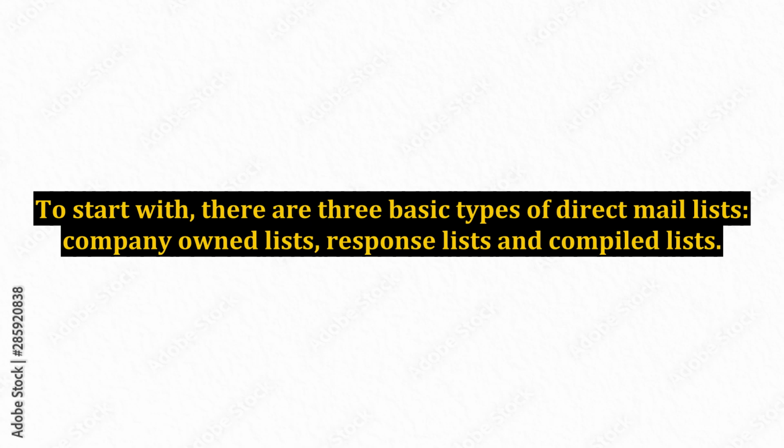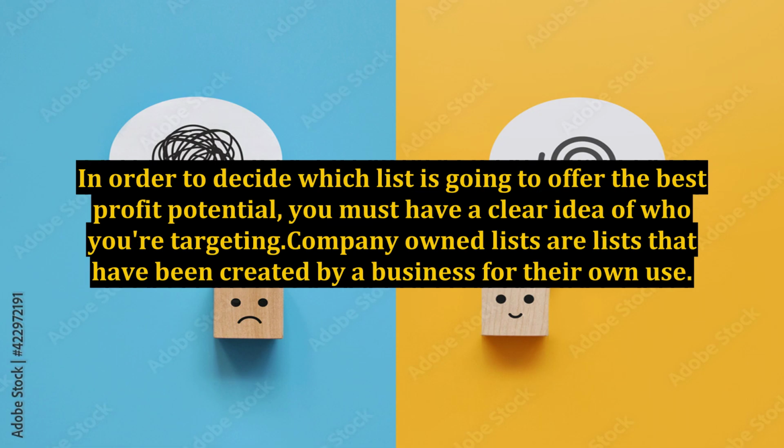To start with, there are 3 basic types of direct mail lists: company-owned lists, response lists, and compiled lists. In order to decide which list is going to offer the best profit potential, you must have a clear idea of who you're targeting. Company-owned lists are lists that have been created by a business for their own use.